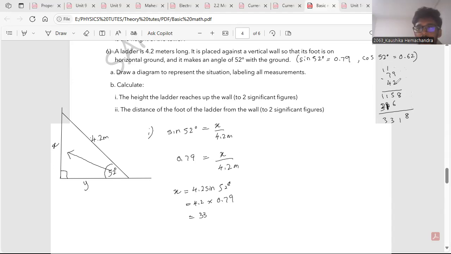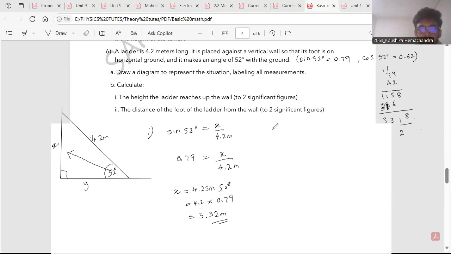0.79 into 4.2. 3.3. Oh, it can't be 33. A ladder that is 4 meters long can't reach 33 meters. You can write 3.32. 18, you can round off to 2. So it's 3.32 meters, the height to the topmost point of the ladder from the bottom.